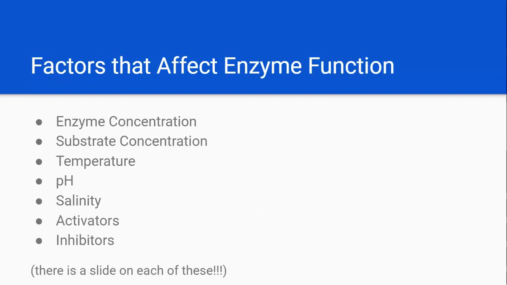I mentioned a couple of these. Temperature, pH, and salt can all affect an enzyme's ability to do its job. But there's others as well. There are activators, there are inhibitors, which, as you can imagine, will turn them on or off. And then the amount of enzyme available and the amount of substrate available also can impact function.